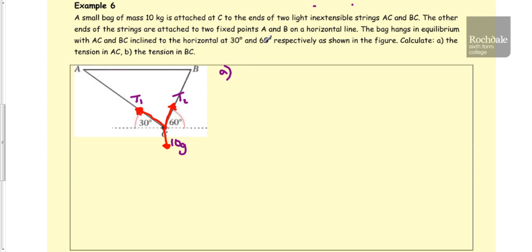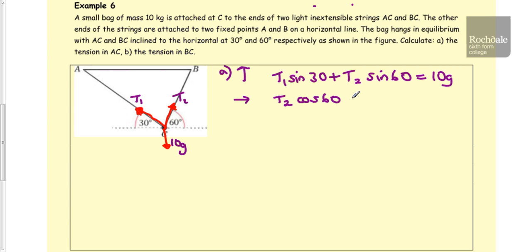So, usual arrangement, we're going to resolve horizontally and vertically. So, vertically upwards, we're going to have T1 sine 30 plus T2 sine 60, and that will be equal to 10g. Resolving horizontally, we'll have T2 cos 60 to the right is equal to T1 cos 30 to the left.